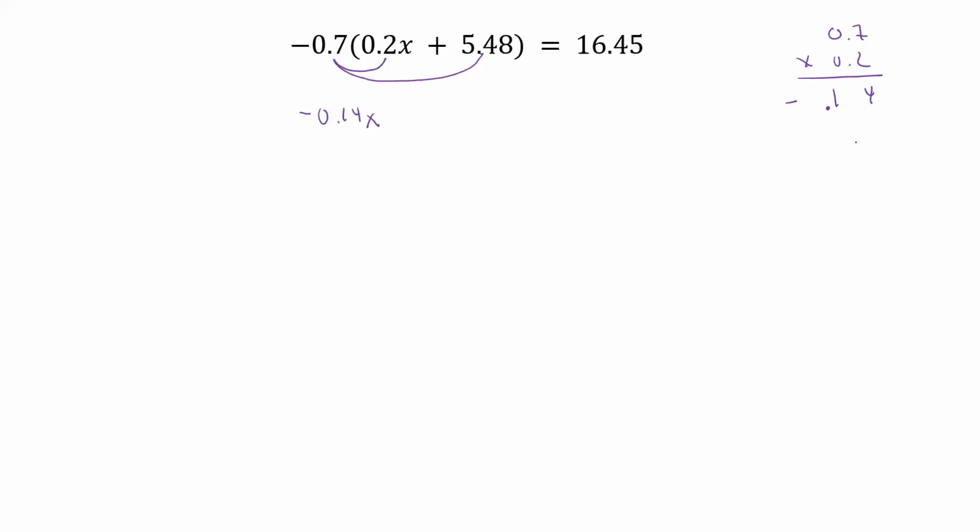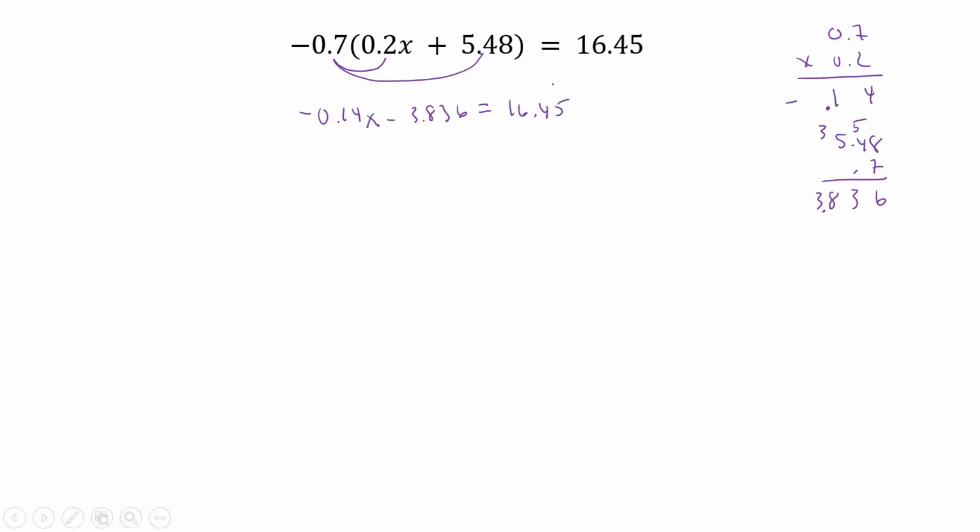So that gives me a negative 0.14x. Now I'm going to take 5.48 times 0.7, and so that's going to give me 56, then 28, and then 35, 36, 37, 38. And so move it over one, two, three decimals. So that gives me 3.836. And that's going to be a plus times a minus, so that's also going to be minus. And that's equal to 16.45.